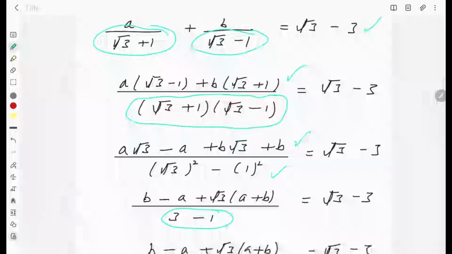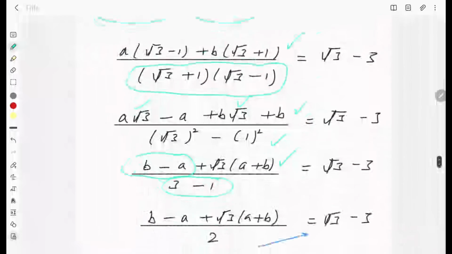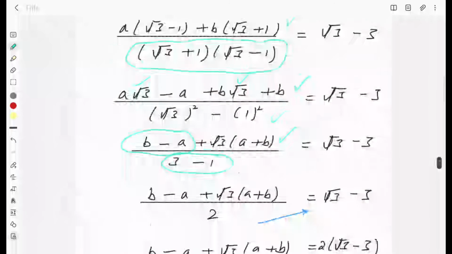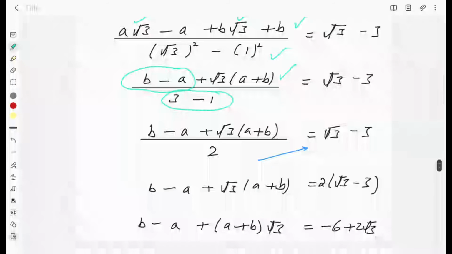In the numerator, a under root 3 and b under root 3 are like terms, so I can write it this way, while b and a come like this. My right hand side is not changing. 3 minus 1 is 2. You can take this 2 to your right hand side. So this will be 2 under root 3, 2 multiplied by under root 3 minus 3, which is minus 6, and 2 under root 3.